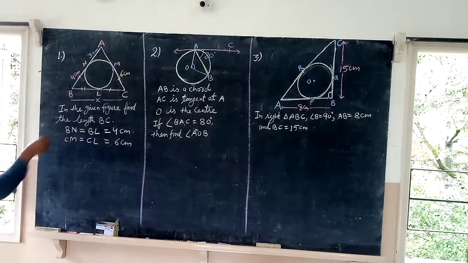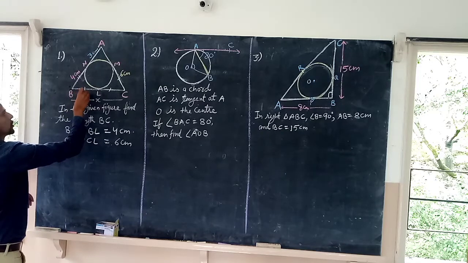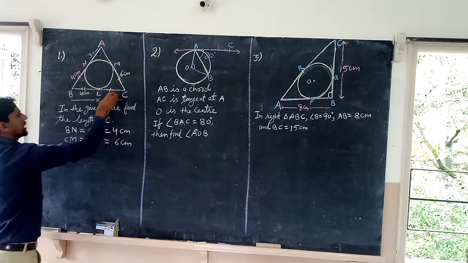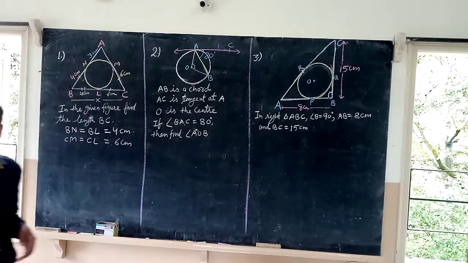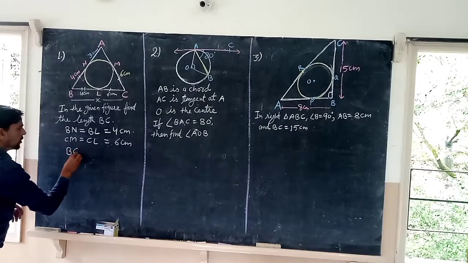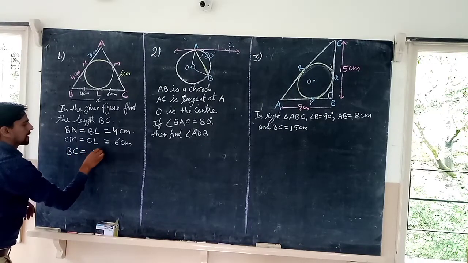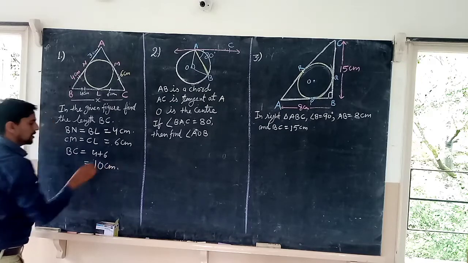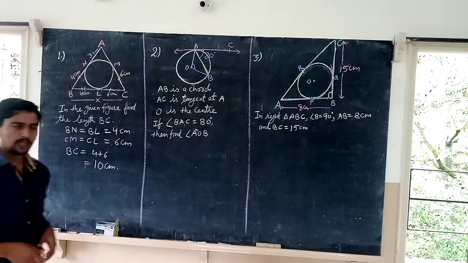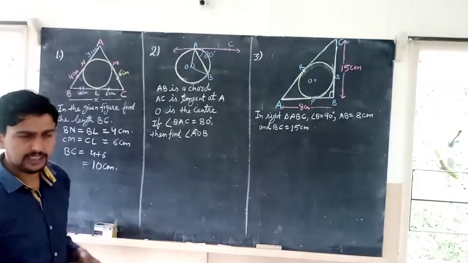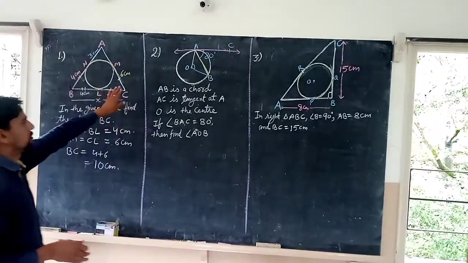In short, we have to find the total length of BC. So it's clear to you now what the length of BC is? BC is equal to 4 plus 6, that is equal to 10 centimeter. This was the first problem, and how we used the property of tangent. Now let's look at the second question.